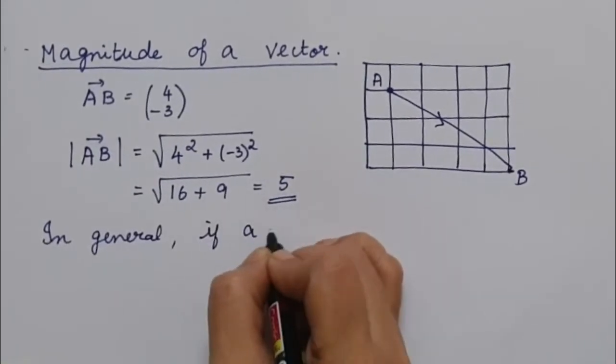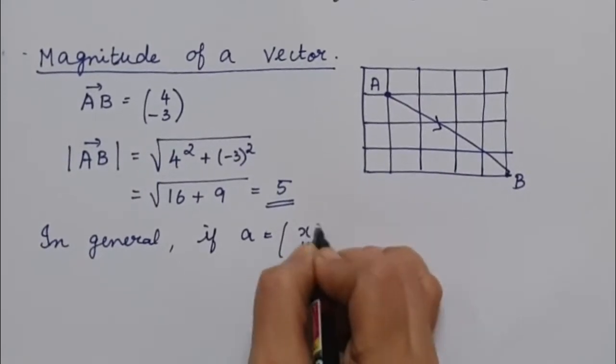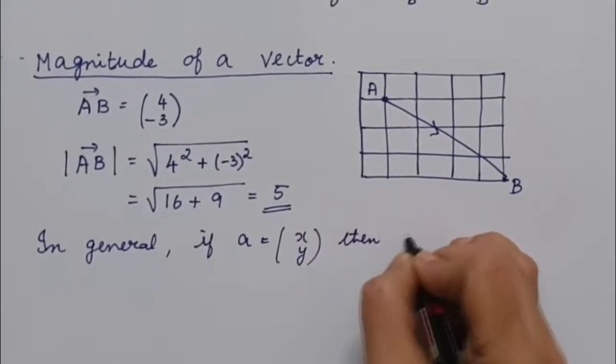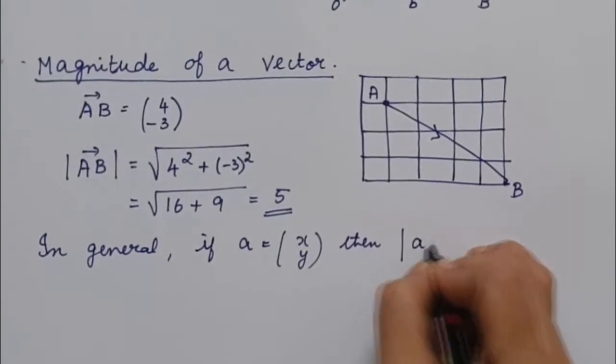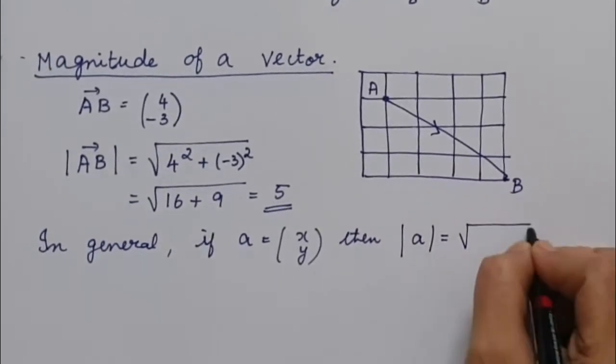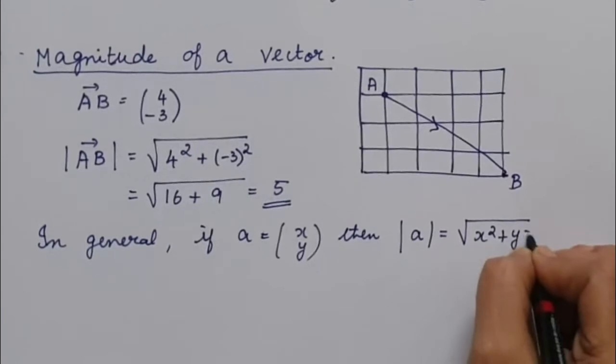If A will be equal to (x, y), then magnitude of the vector A will be equal to square root of x squared plus y squared.